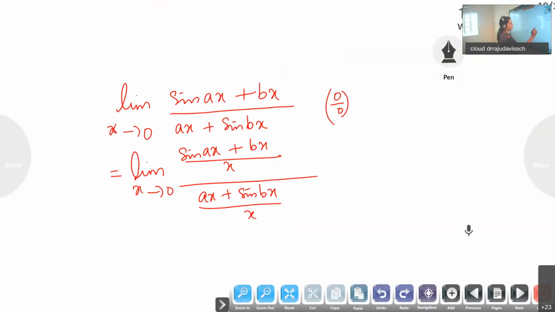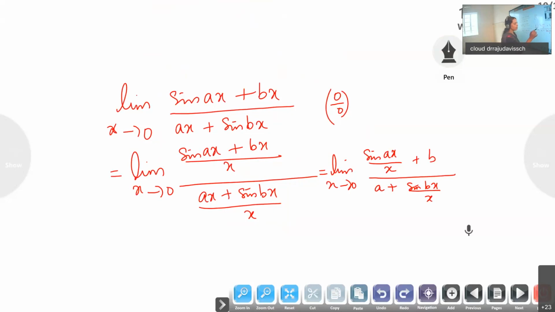So this one, we can write as limit x extending to 0. The numerator we can write as sin ax by x plus b, and the denominator as a plus sin bx by x. When you split it, sin ax by x plus bx by x, x will get cancelled, so you'll get sin ax by x plus b. Is it okay, children?